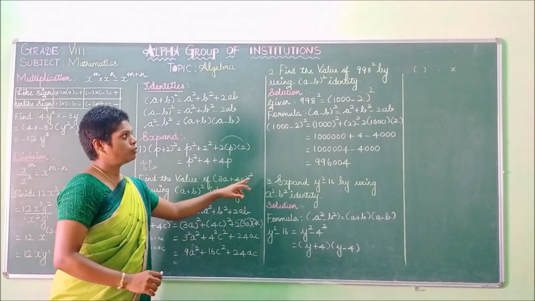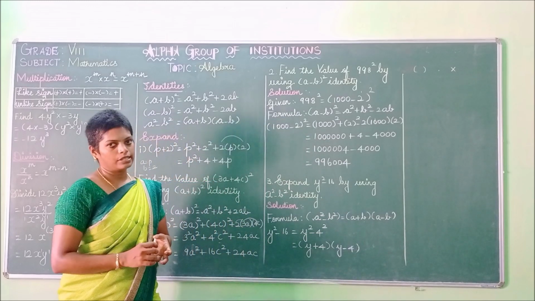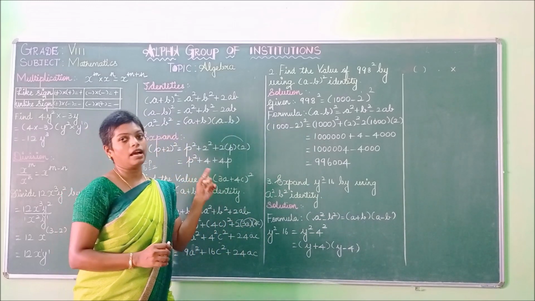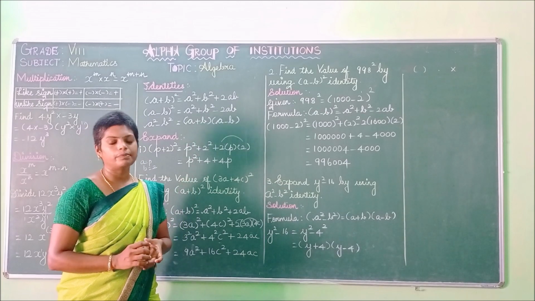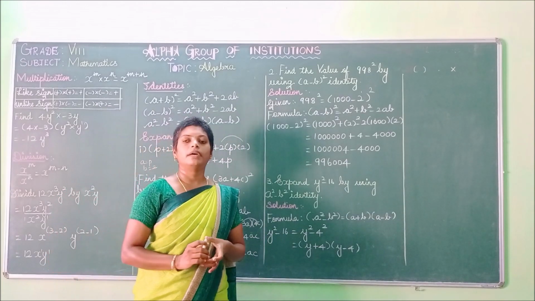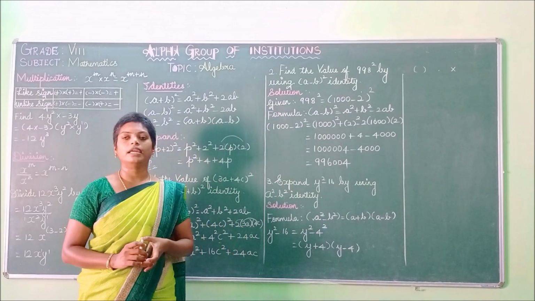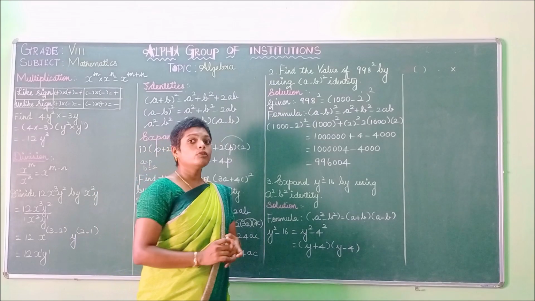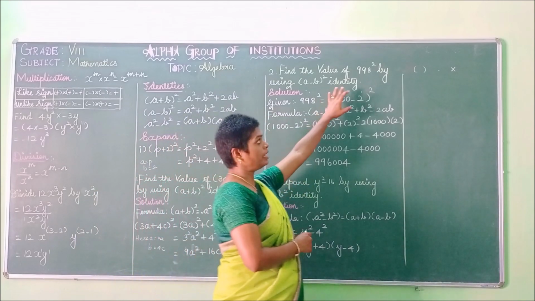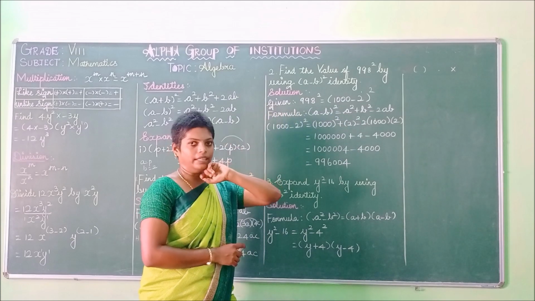Okay, move on to the next one. Find the value of 998 square by using which identity? Our second identity, the (a - b) whole square identity. What is (a - b) whole square? It is nothing but a square plus b square minus 2ab. So see, here only 998 is given. So where is another value? We have to find that value.